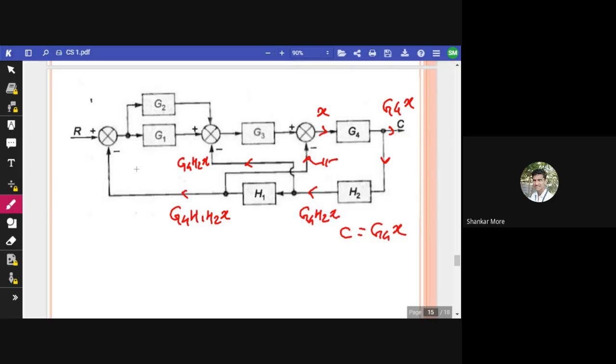Okay, so यहाँ पे signal क्या होगा? What will be the signal here? Here it will be r minus G4 H1 H2 x होगा. ओके, सो अभी ये दो ब्लॉक्स कैसे हैं? ये दो ब्लॉक्स आर इन पैरेलल. पैरेलल में है, मतलब मैं इन दोनों को मल्टीप्लाई कर सकता हूं लाइक दिस.